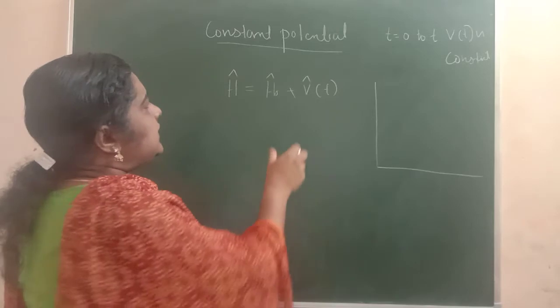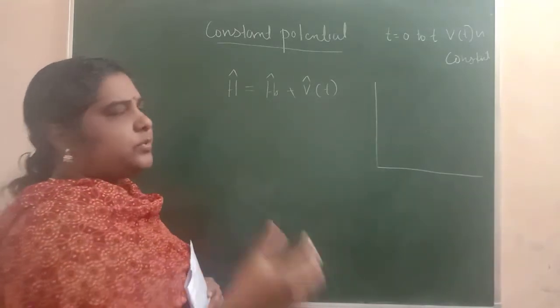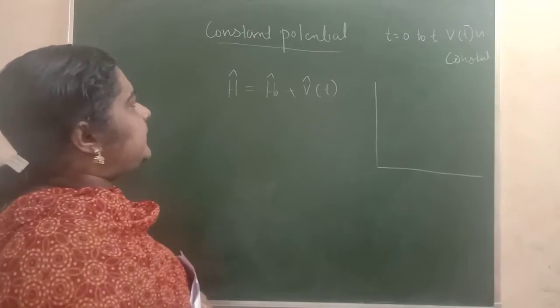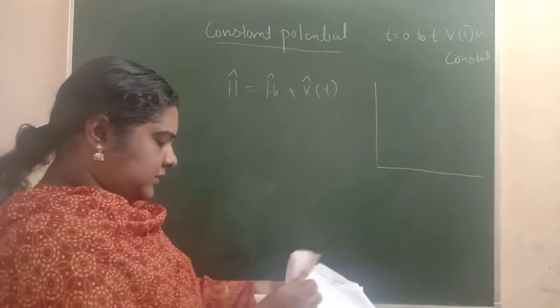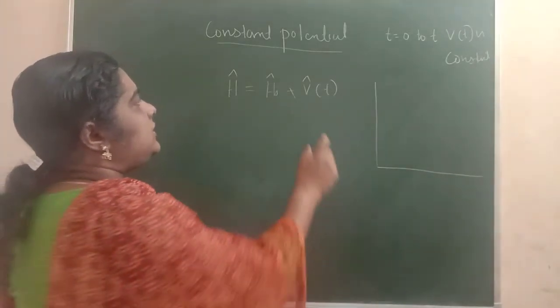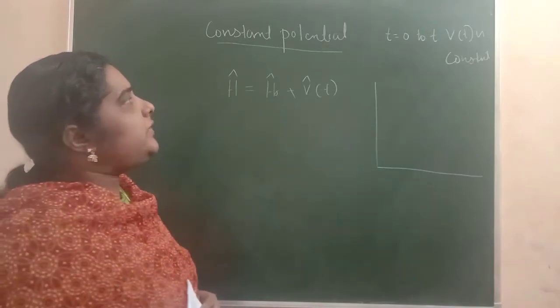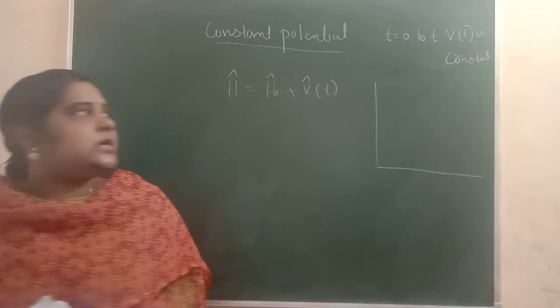Last class we discussed the transition probability for different potentials, and we took an exponential time dependence for the potential. Today we will discuss this transition probability for the constant potential.